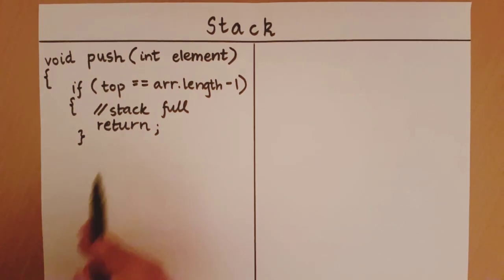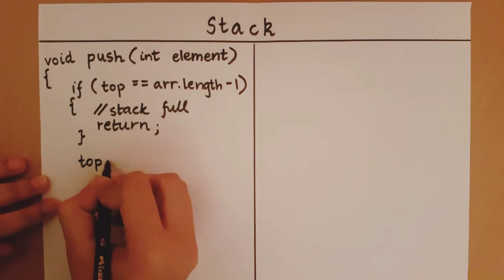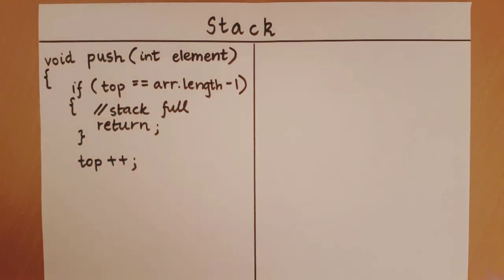When our program comes here, we are completely sure that the array is not full and there is opportunity for this element to be added to the stack. So the first thing we will do is we will increment the top. After having incremented the top, we are going to assign this element to the topmost element of the array.